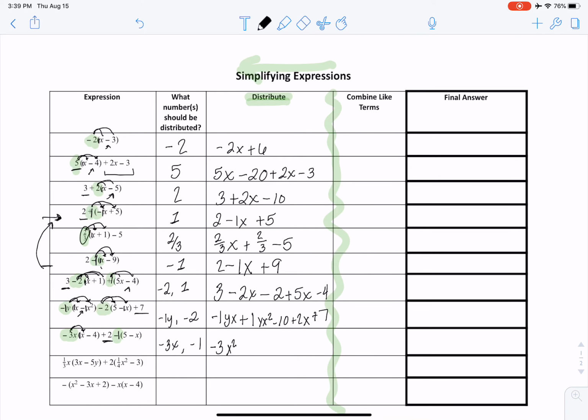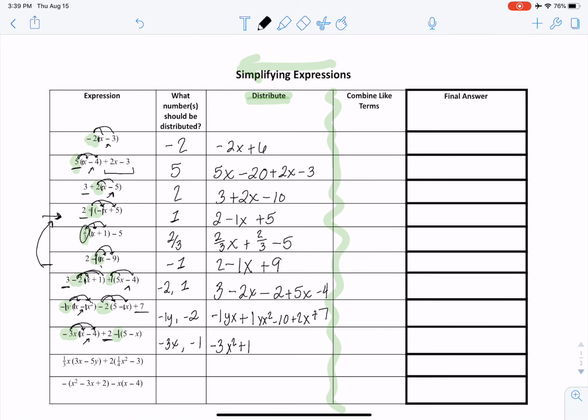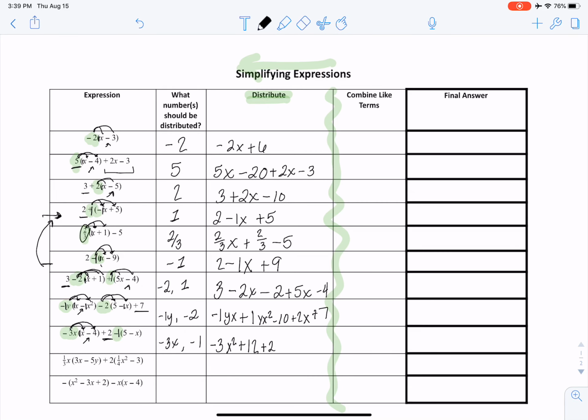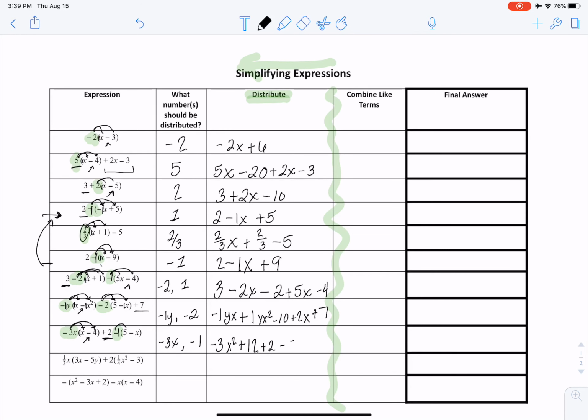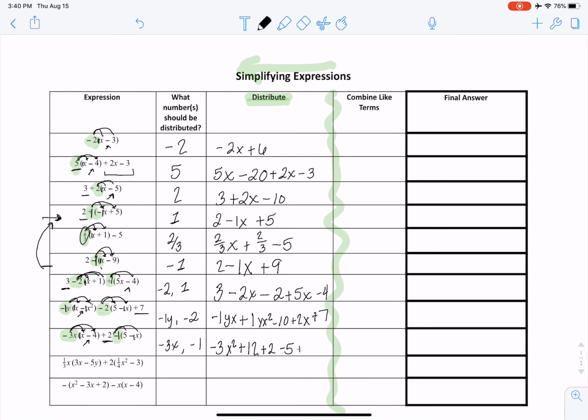Then we have -3x times -4. Remember that -4 makes it a negative value. A negative times a negative is positive. 3 times 4, 12. +2 hangs out. -1 times 5, -5. -1 times -1x. -1 times -1 is a +1. Keep the x.